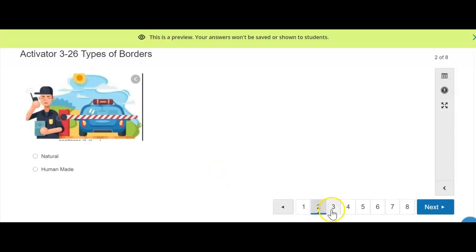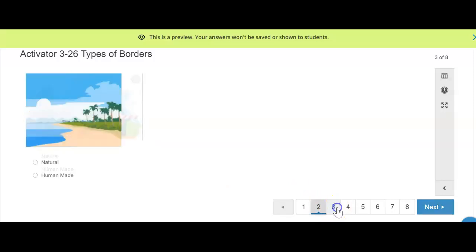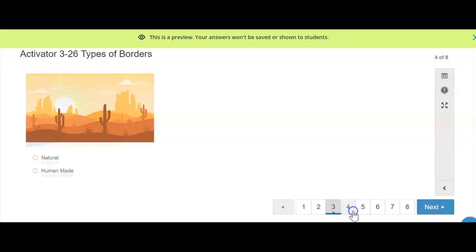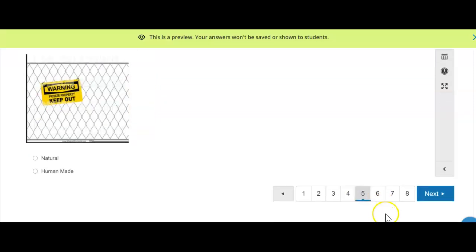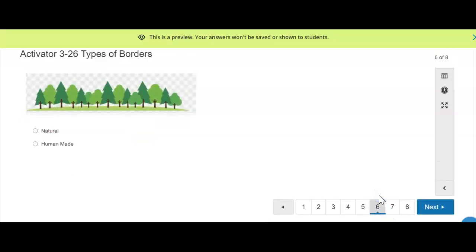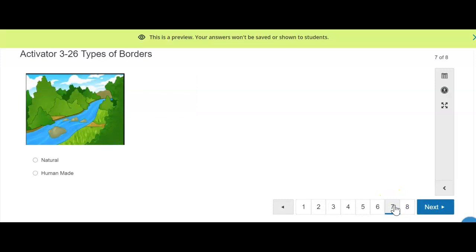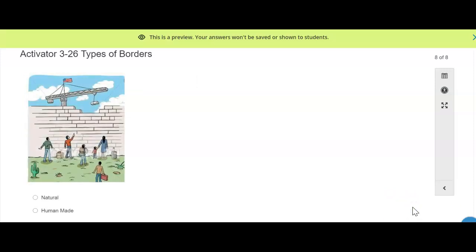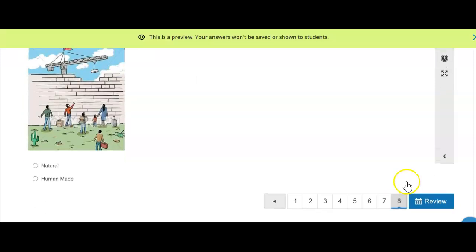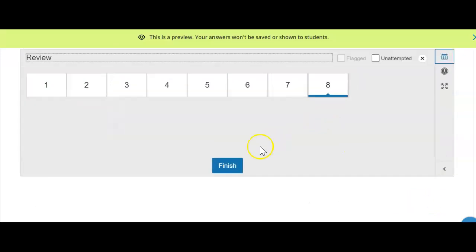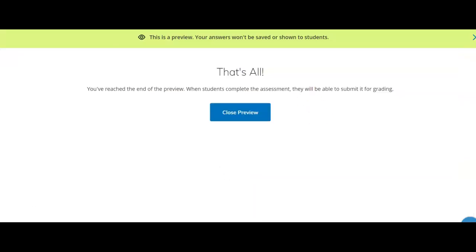You'll have an image. Is it natural or human-made? Natural or human-made? And then finally, is this natural or human-made? And then submit your answers. Okay, so take a few minutes to do that.